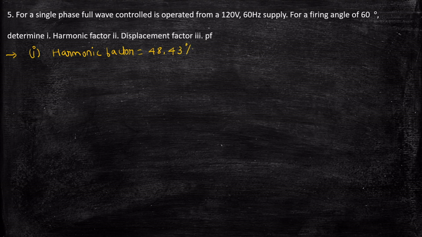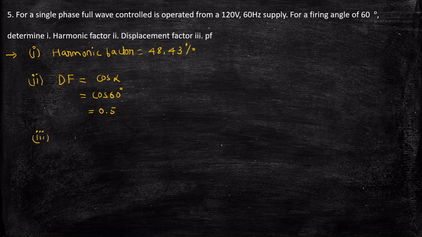48.43%. We had seen this derivation previously on how we got this number, isn't it? It is a fixed value, and if someone asks you what is the harmonic factor for a full wave control rectifier, it is 48.43%. I hope this point is clear. In case you want to understand how this is derived, please do watch the previous video. Now what is the displacement factor? The displacement factor is given as cos alpha, and cos 60 degree is nothing but 0.5, isn't it? So the displacement factor is 0.5.